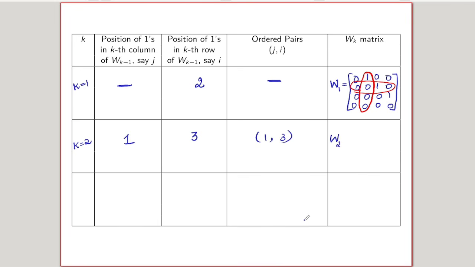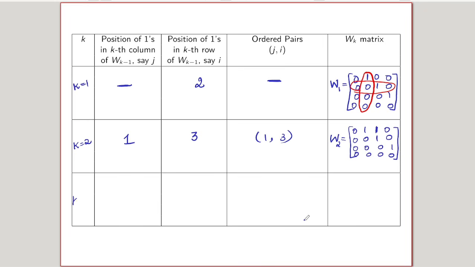Now for writing W2 matrix, first we have to put all the ones from the previous matrix. So it is 1, 1 and 1. Then we have to fill 1 in this place, ordered pair 1 comma 3. So this one will be 1 comma 3, we are going to put 1. All other places will be replaced with 0. 0, 0, 0 here, and fourth row it will be 0.